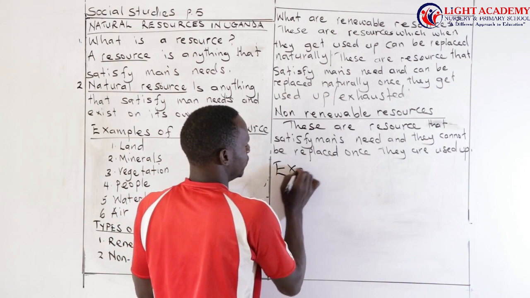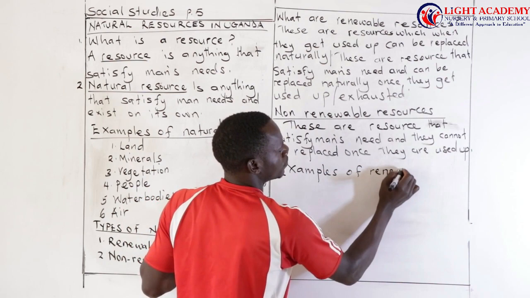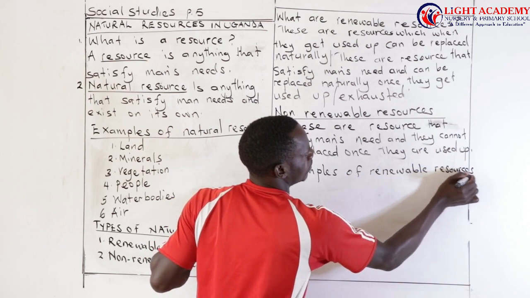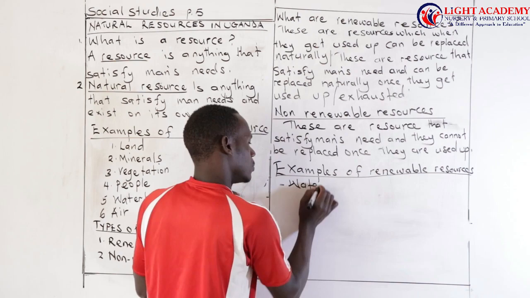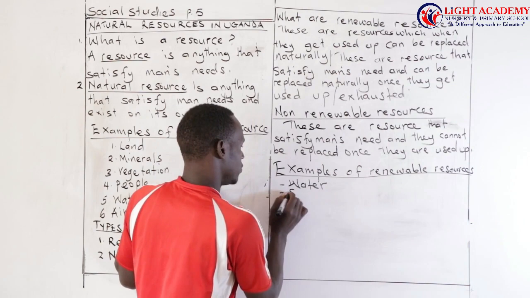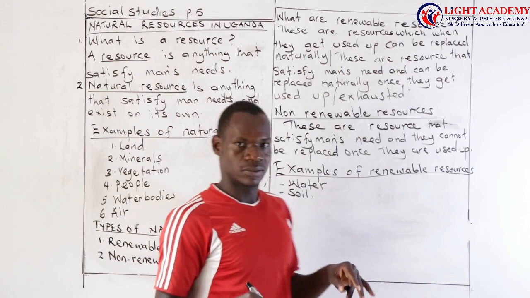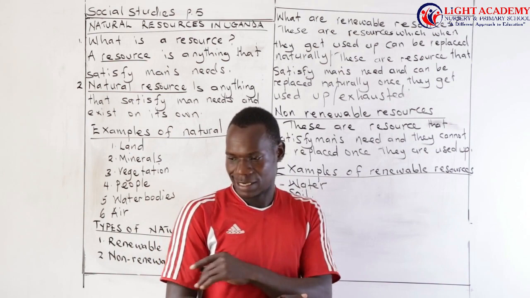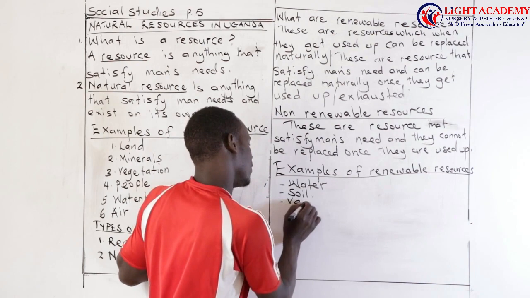Let's see the examples of the renewable resources. Examples of renewable resources: we have water, which can be replaced. We have soil, which, once it is used up, can be replaced back. And lastly, we have vegetation, which you can plant.